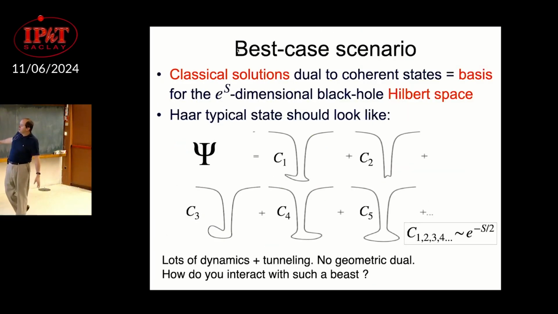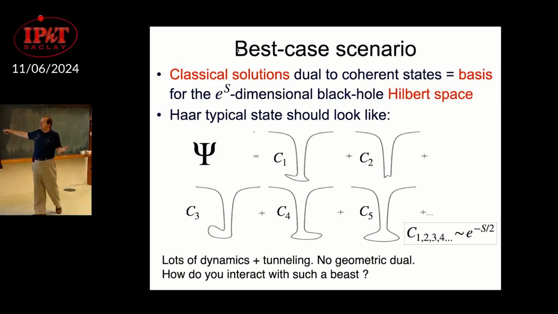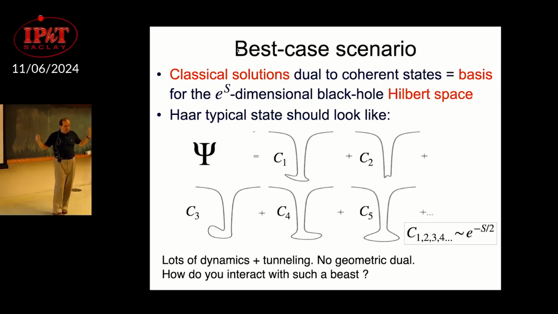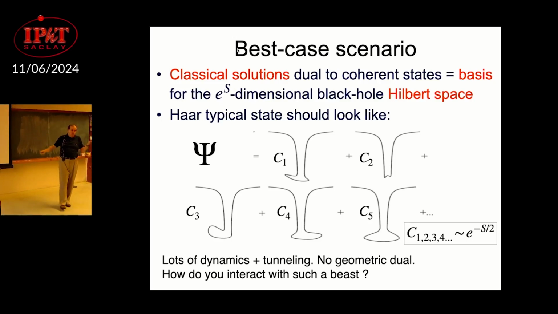Anyway, the best I hope is, if we can get these classical geometries, there's a huge amount of them. The biggest hope is that we'll get enough of them to span the Hilbert space. There's a black hole Hilbert space, but the typical states in the Hilbert space will be some superposition of them in some way, so they'll be non-geometric, hard to do. Dynamics, tunneling, no geometric dual.